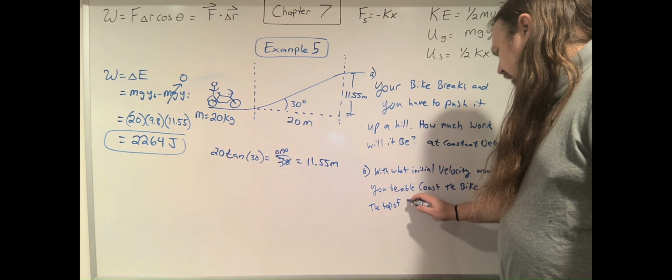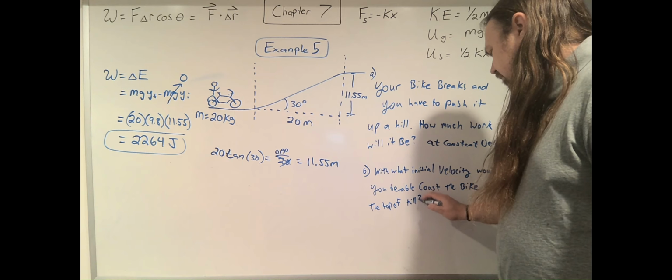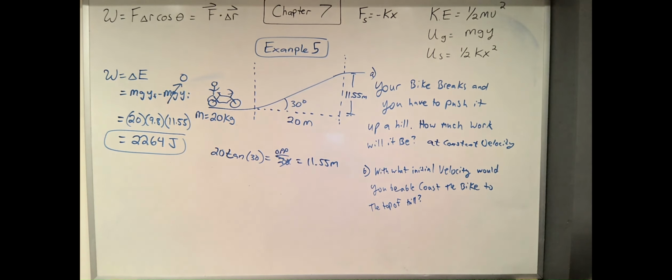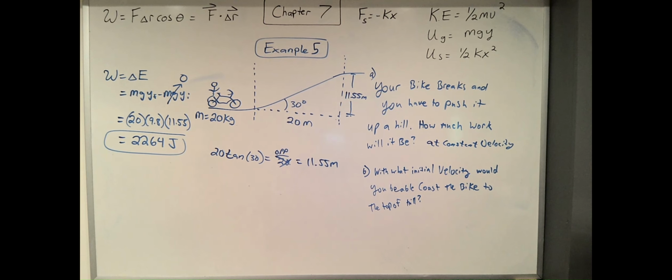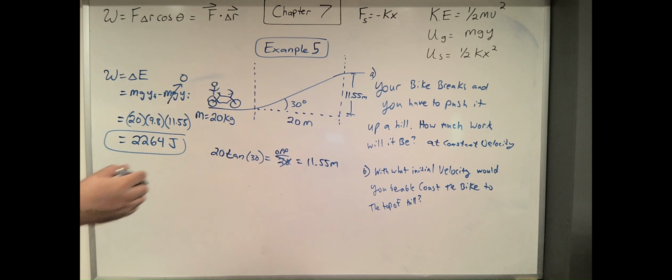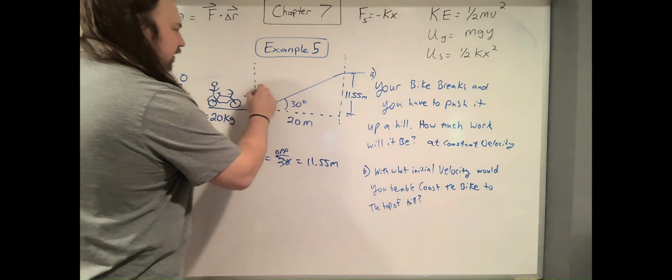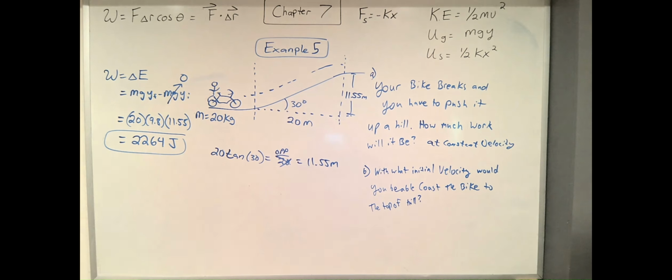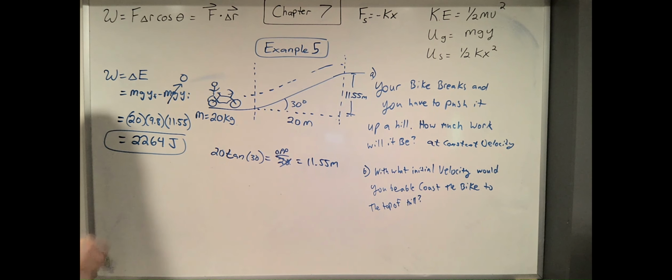Coast your way to the top of the hill. Okay, so with what initial velocity would you be able to coast the bike? So you're going to run, right? You're going to take your bike and run, get a good fast speed, hop on the bike, and hopefully you've got enough speed that it will carry you up this hill. Okay, so hopefully you get that for part B.